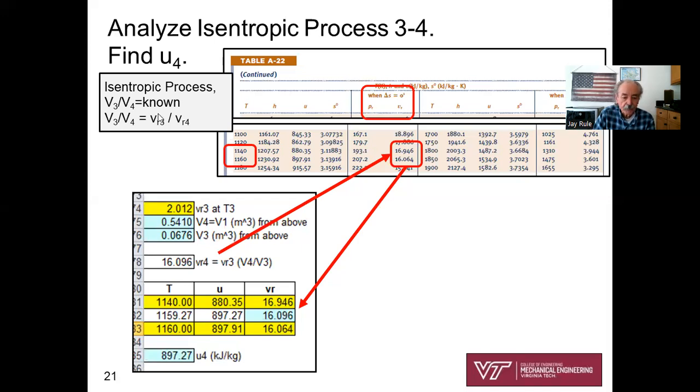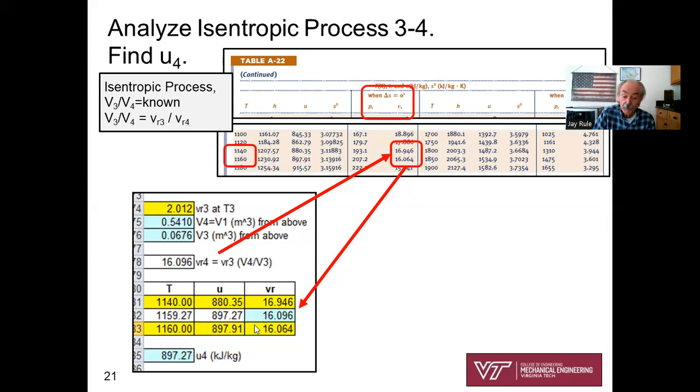We just looked up VR3 so we can solve for VR4. Okay, so we're going to do the math. VR4 is 16.096. Back to table A22, and so I do my shopping. Oh, and I see here I'm in between two numbers, 16.946 and 16.064. So my T4 is somewhere between 1140 and 1160. Okay, my U4 is somewhere between 880.35 and 897.91.